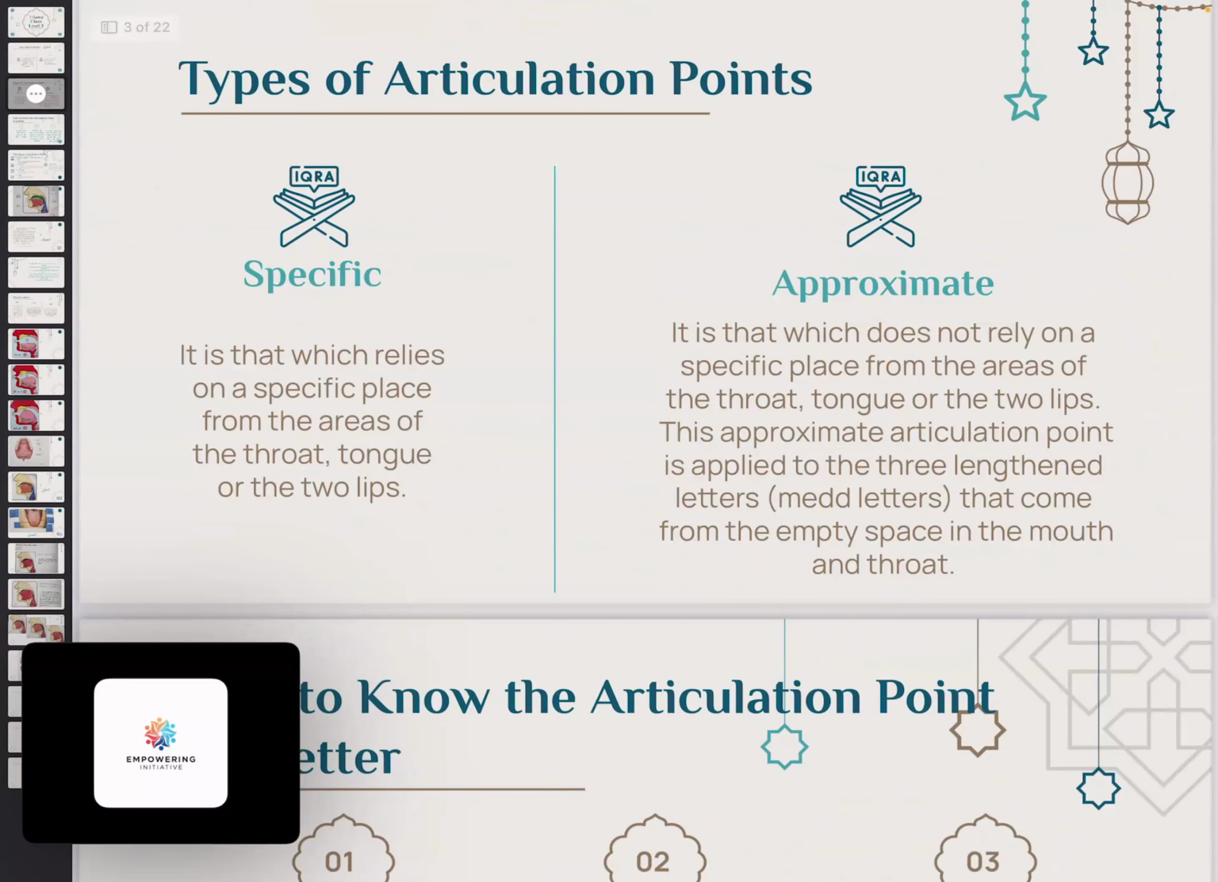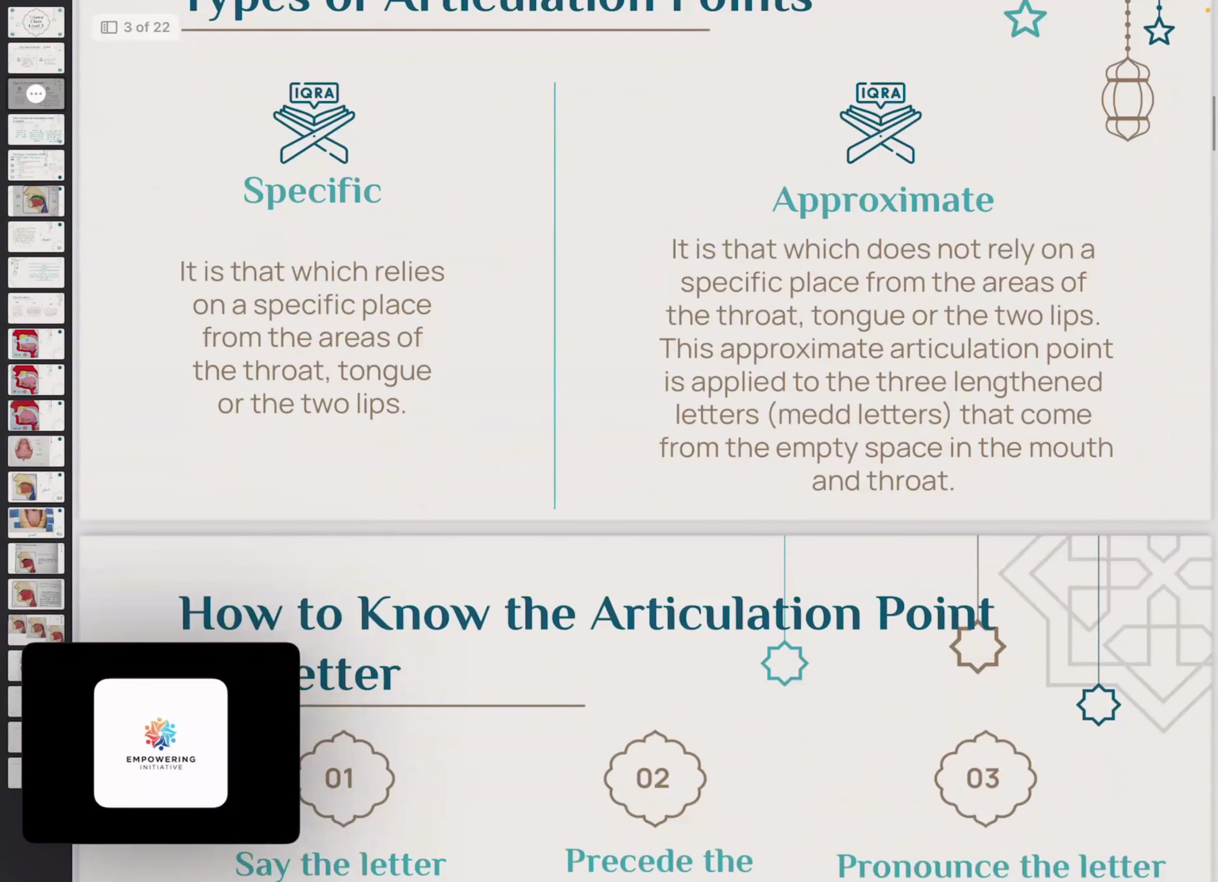And then there are different types of makharij, or articulation points. There's specific and approximate. Specific means very special, like this thing, whereas approximate is not as much, it's more general.